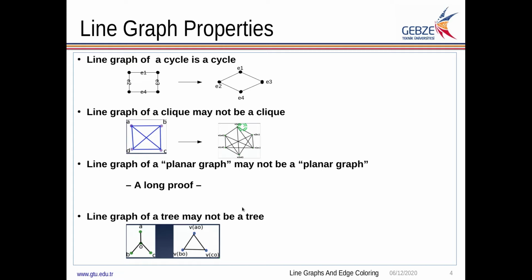Line graph properties are: the line graph of a cycle is a cycle. The line graph of a clique may not be a clique. This is a counterexample. The line graph of a planar graph may not be a planar graph. In fact, we found a long proof, but we didn't put it here. The line graph of a tree may not be a tree. This is a counterexample.